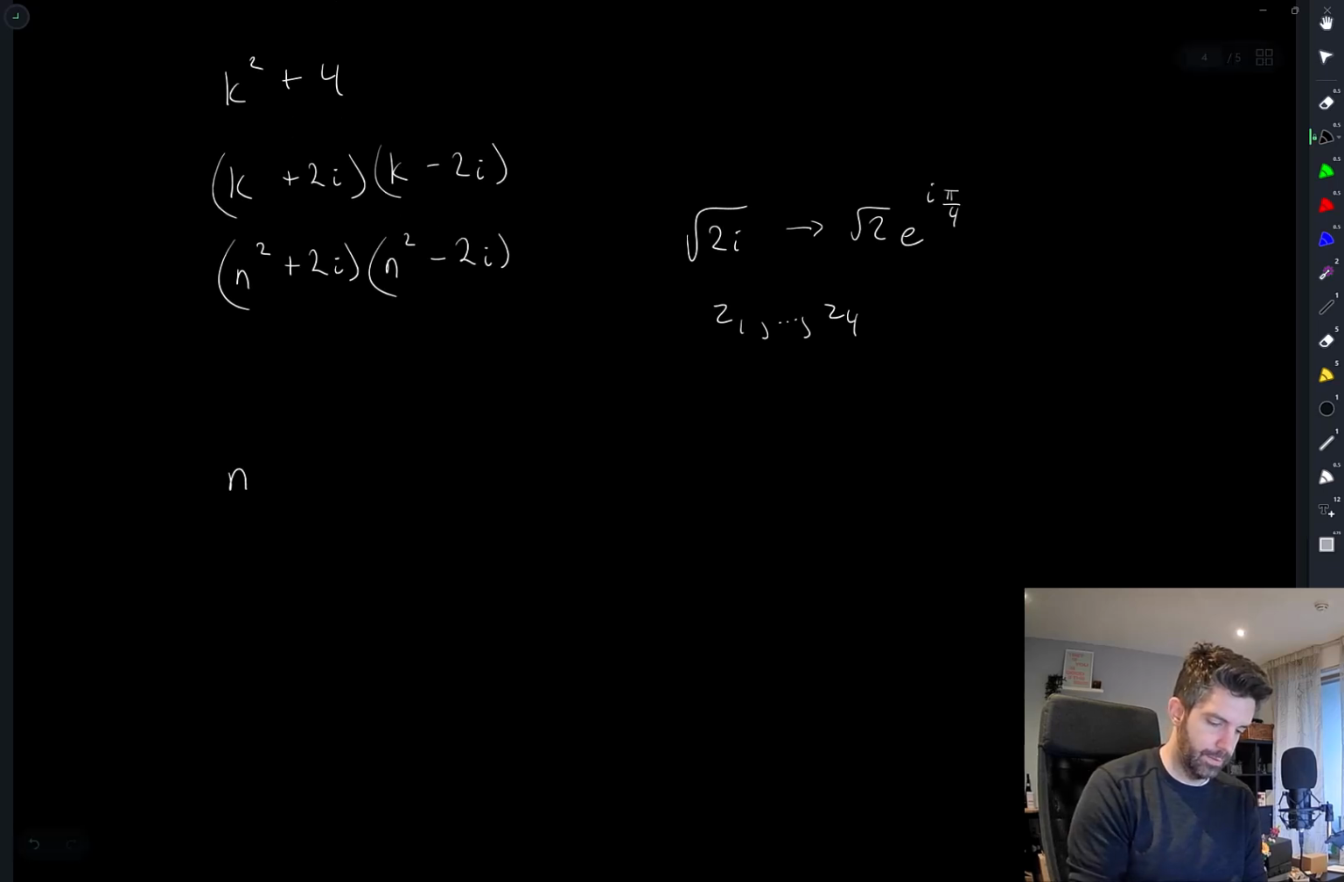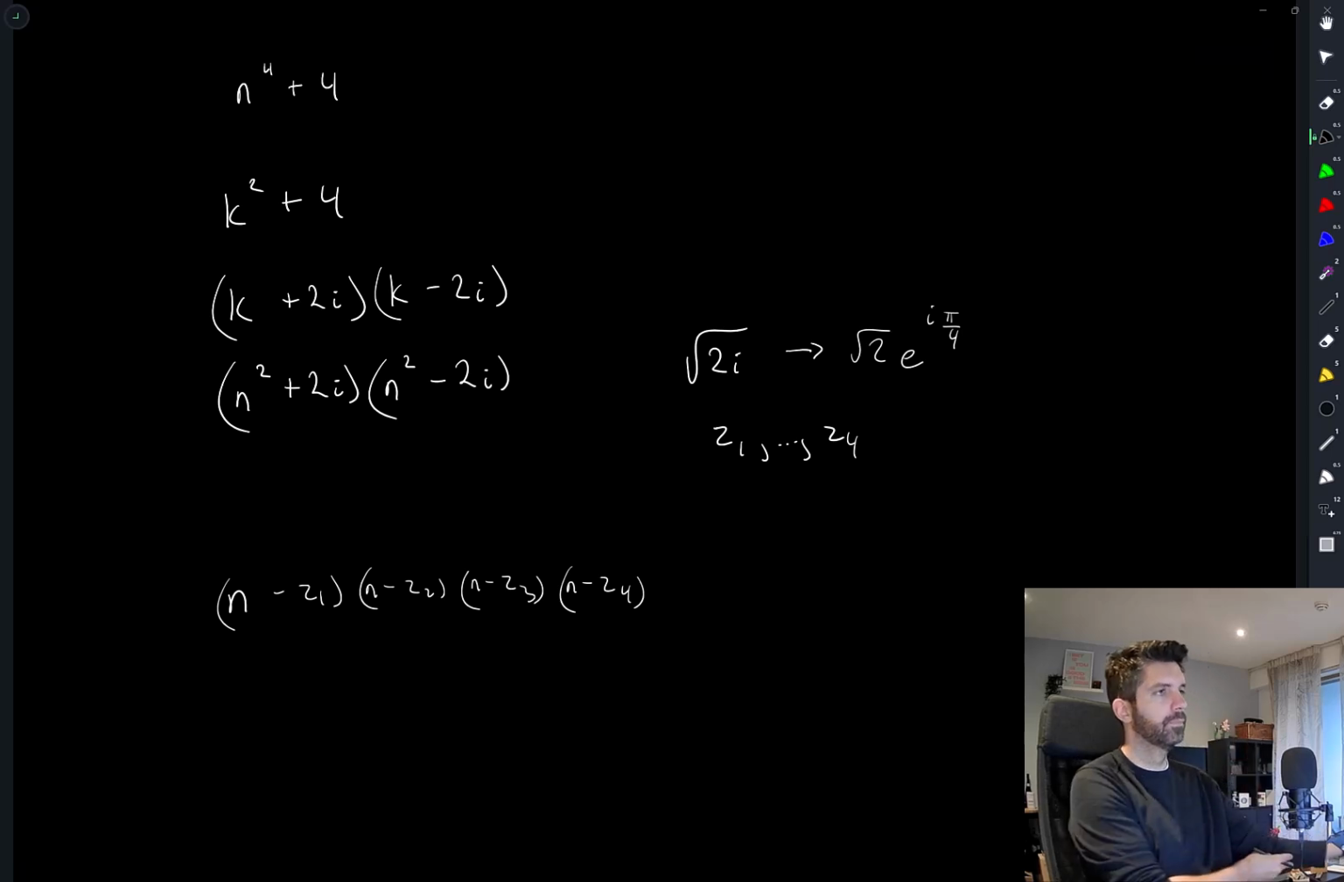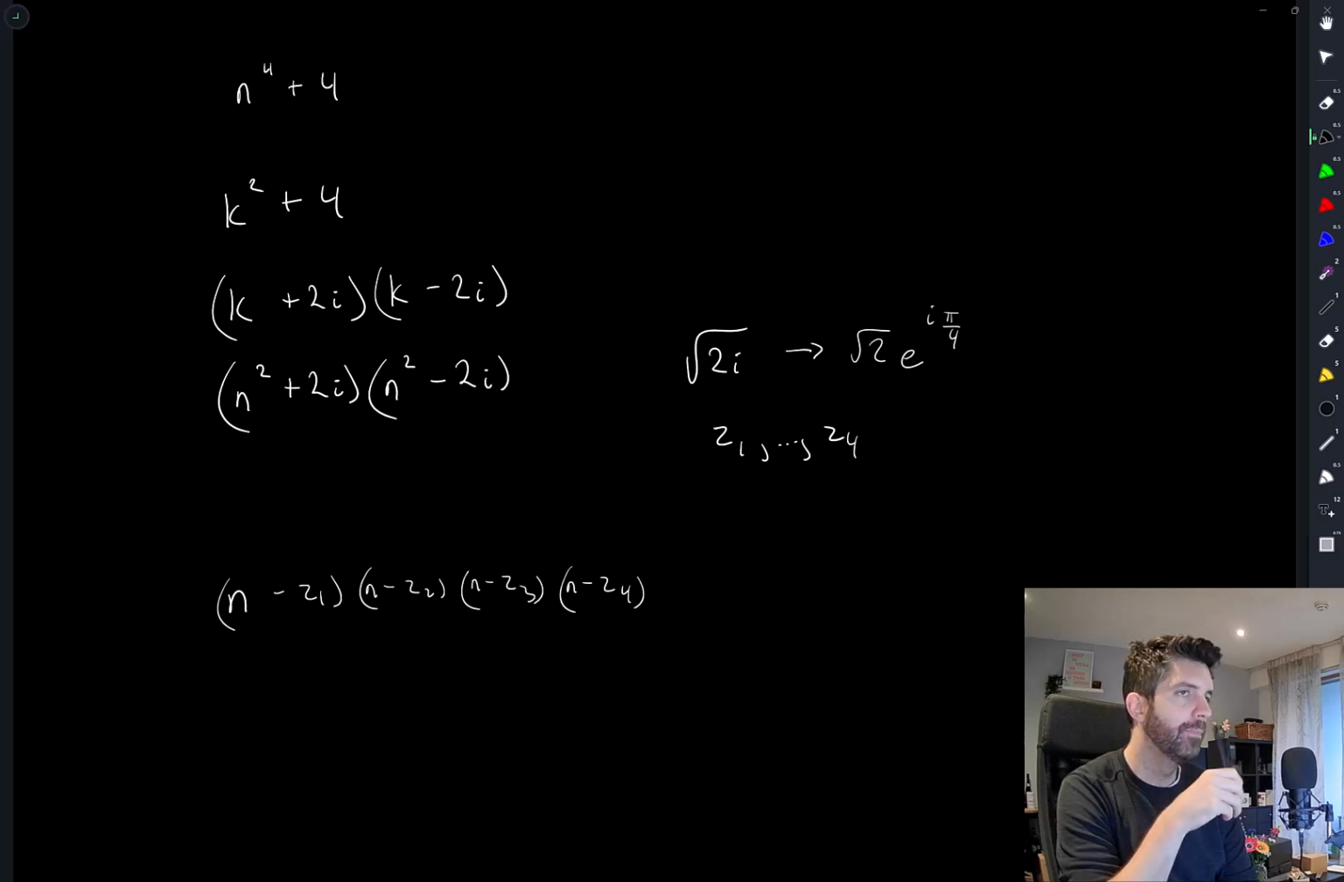So I have n minus z1, n minus z2, n minus z3, n minus z4, where these numbers are all the quartic roots of 4. Now I want to multiply these together in such a way that I group them so that the coefficients are all real.